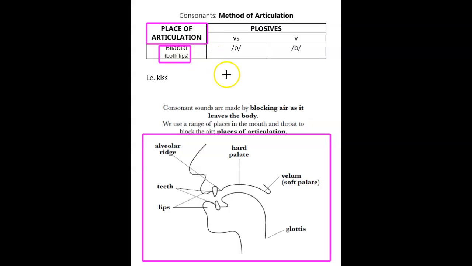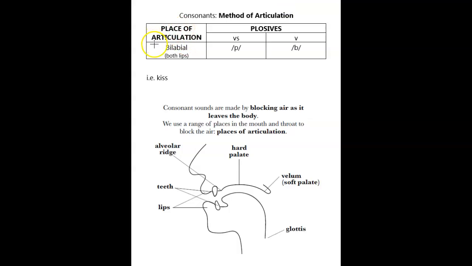Okay, so in this case, we are starting again with our consonants. We're looking at our method of articulation, plosives, and we're looking specifically at bilabials in this part of the platform.